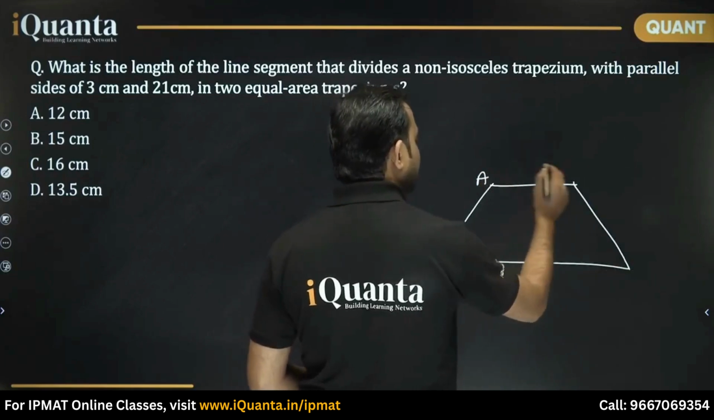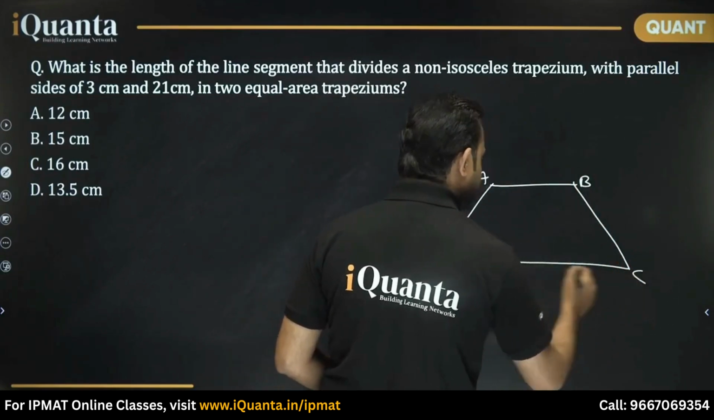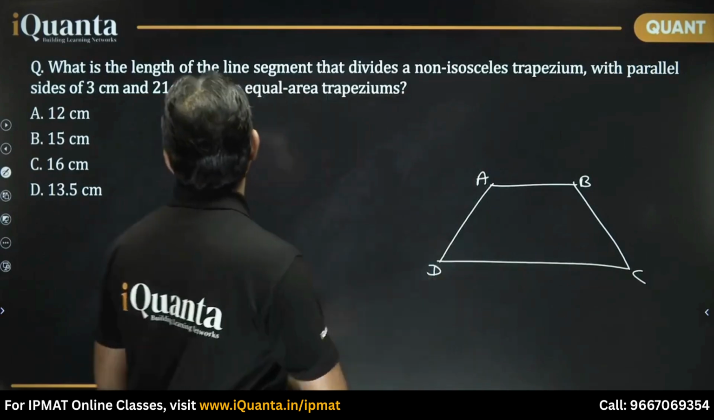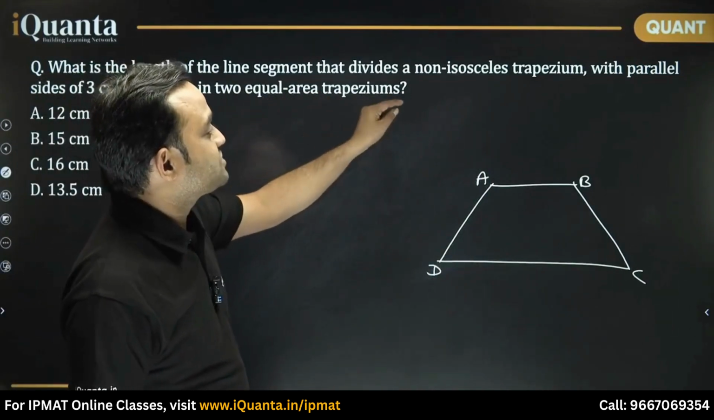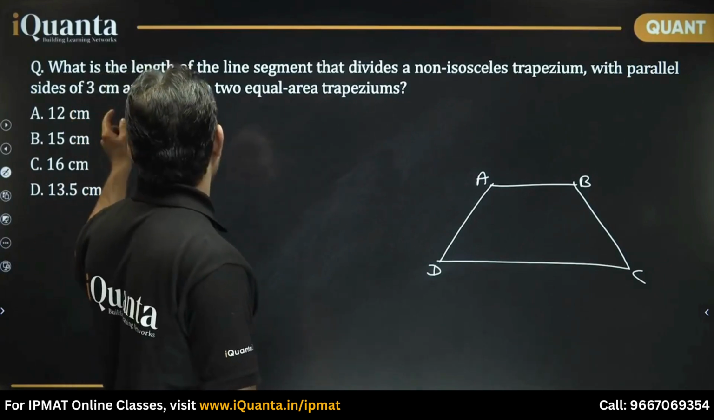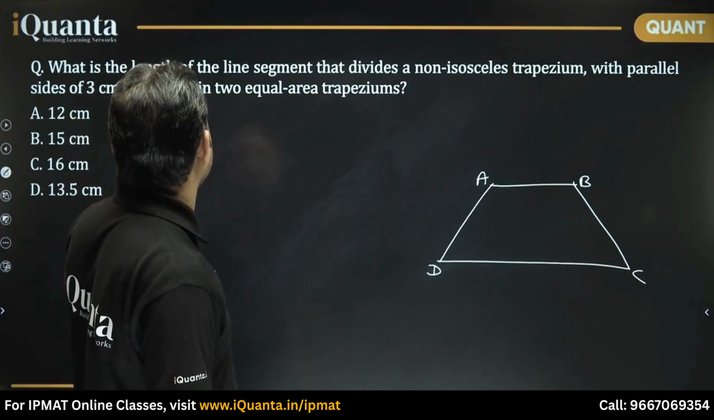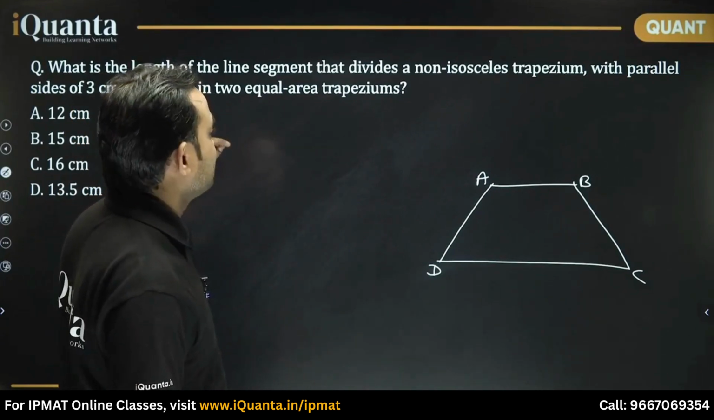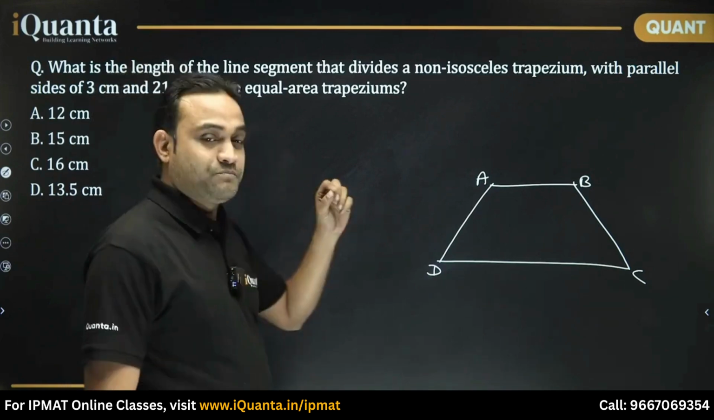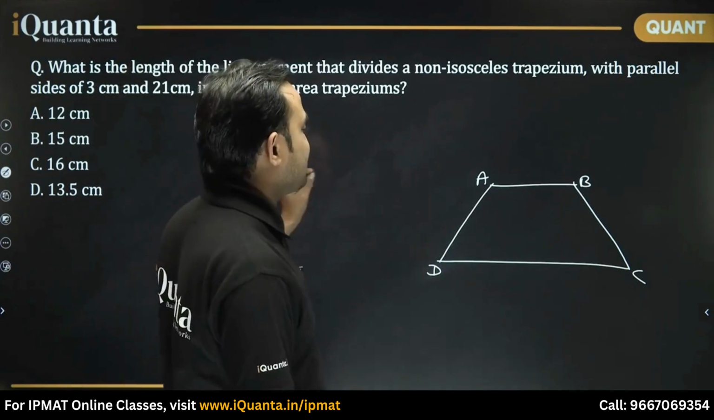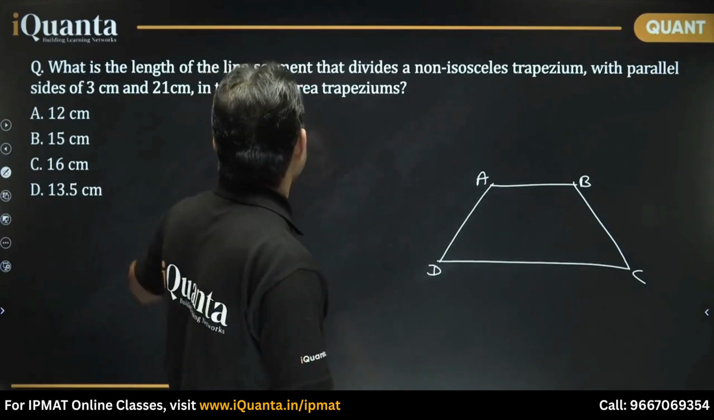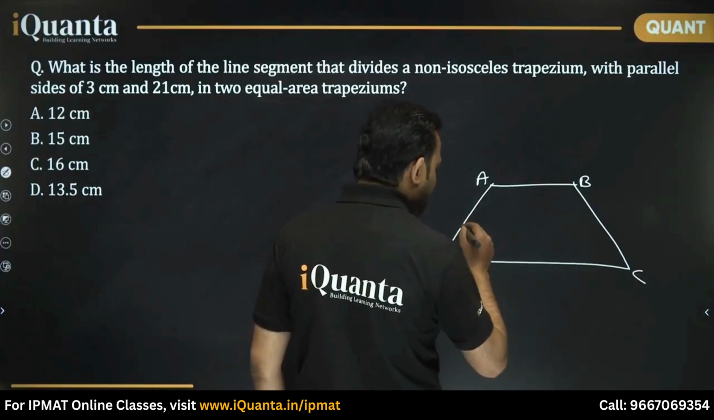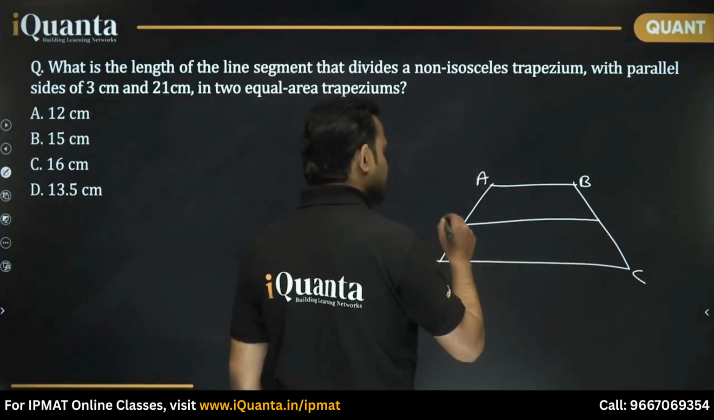So again, let's say this is A, B, C and D. What is the length of the line segment that divides a non-isosceles trapezium with parallel sides 3 and 21 into 2 equal areas? In this case, a little bit of the question is missing: that the line is parallel to the parallel sides. Okay, the length of the line segment. So let's say the line segment is this, which is EF.